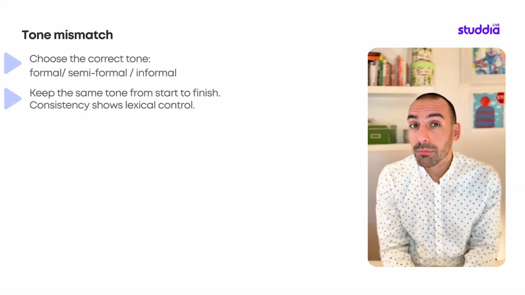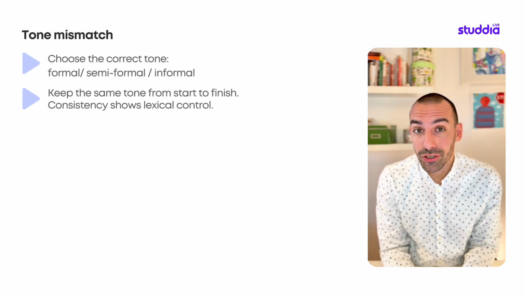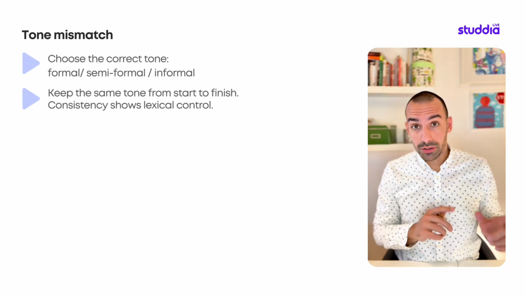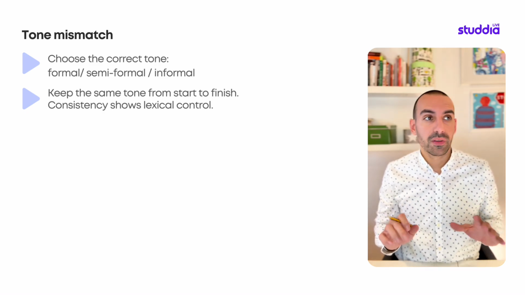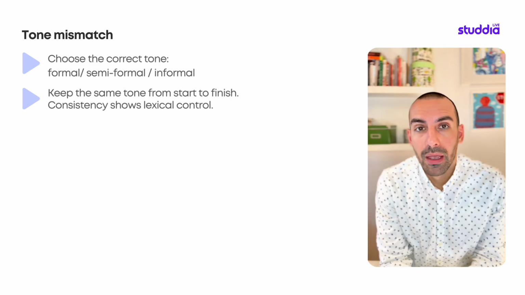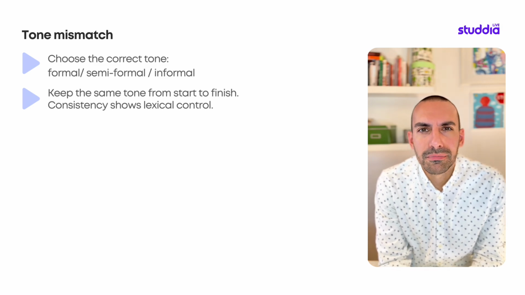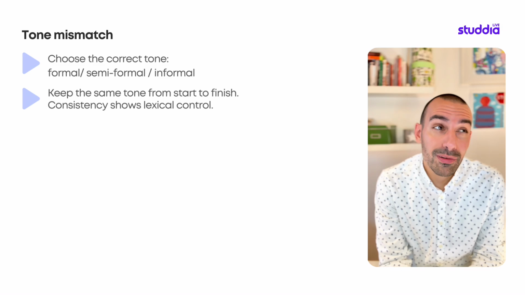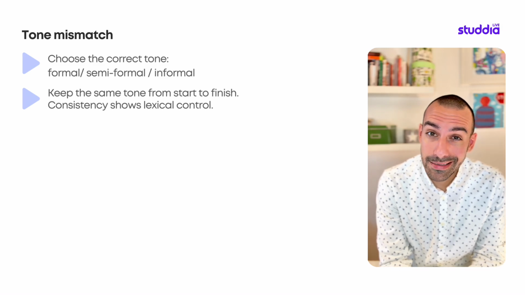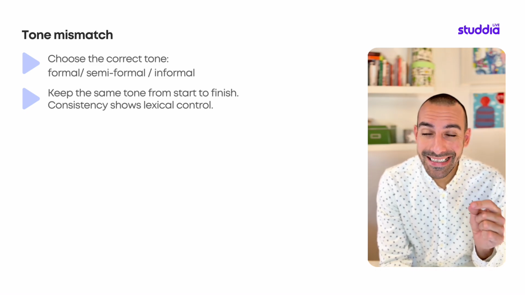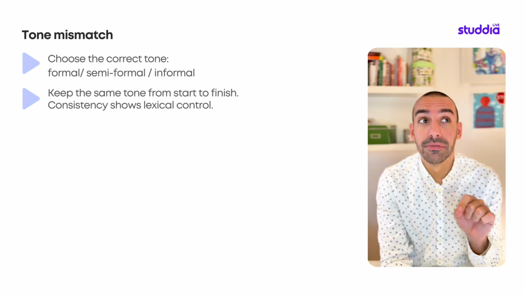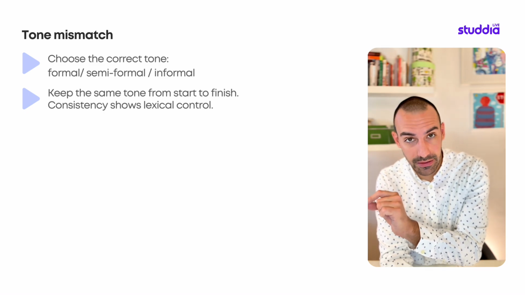The next common problem is tone mismatch, using the wrong tone or switching tones throughout the letter. This is a major issue. It's also something that many of my students are completely unaware of. It's usually handled well by band 7, 8, and 9 candidates, but it's also something that very often prevents band 6 test takers from finally moving up to band 7.